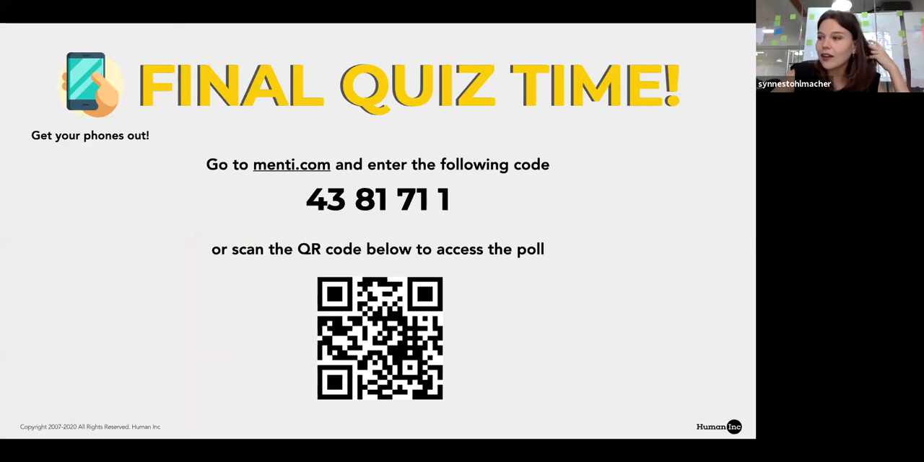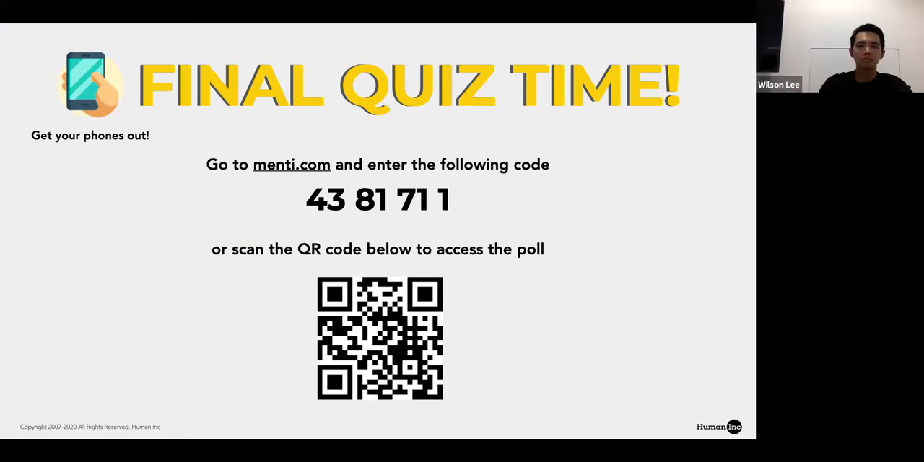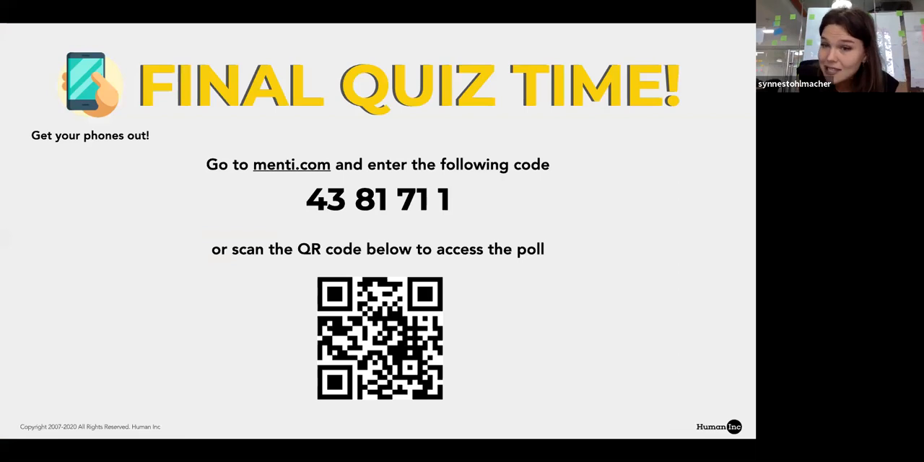Okay, so we have one more quiz to go. So this is the final quiz where we're going to summarize everything we learned yesterday and everything we learned today in 7 questions only. So please scan to access the quiz, or you can put in the code 43817111. That is the golden code, the last code of today. Actually, it's not the last code. It's just the last quiz, because we do still have a feedback session at the end. But I promise you guys, we will be done by 6 p.m. So do not worry.